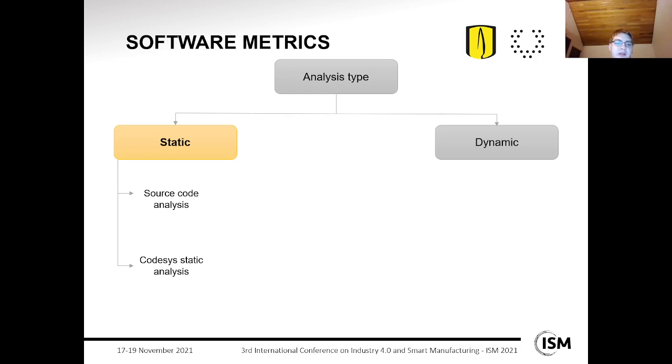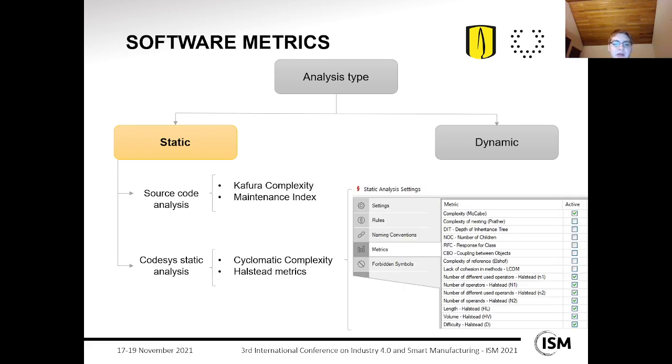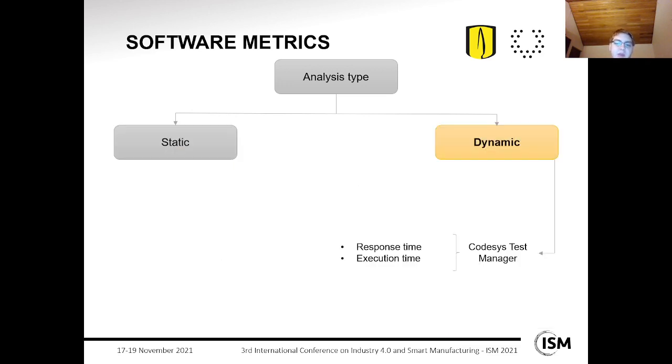For the static analysis, we have two ways. The first one is the source code analysis, and the second one, the Cohesive static analysis. There is a tool in Cohesive that is going to help. The first way is to calculate manually. In this case, we use Henry and Kafura and the maintenance index. And for the cyclomatic complexity, or McCabe, and Halstead, we use the Cohesive static analysis that automatically calculates these values.